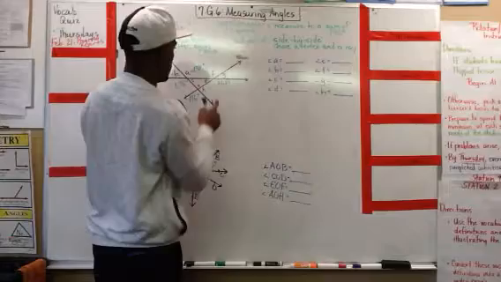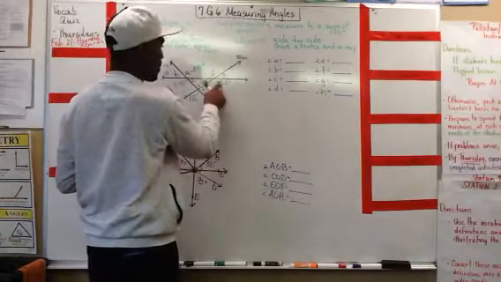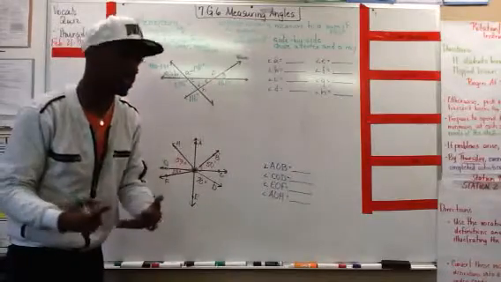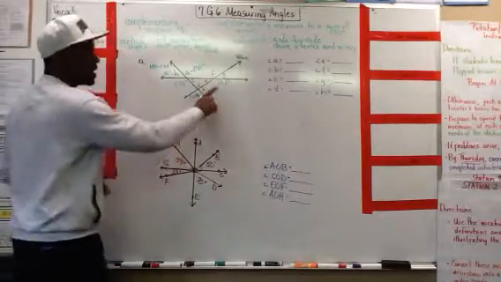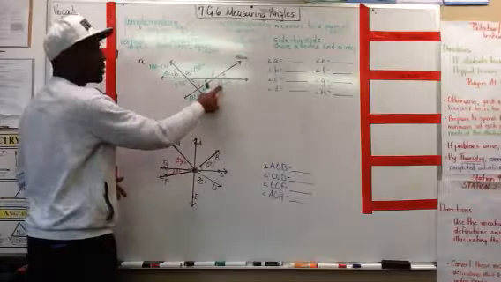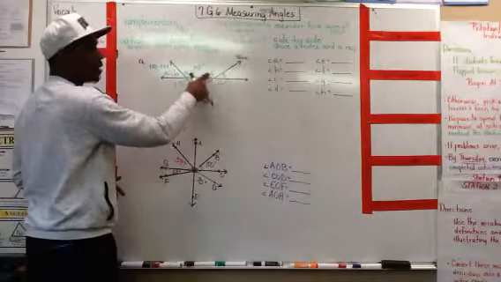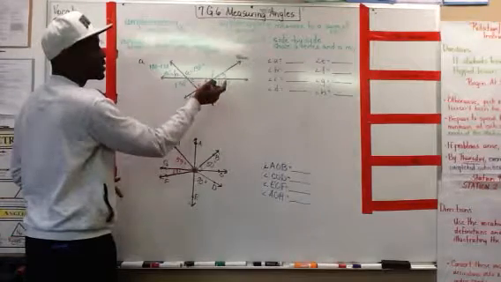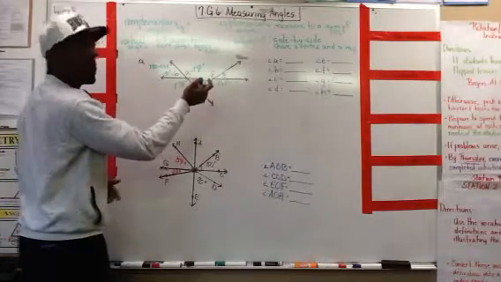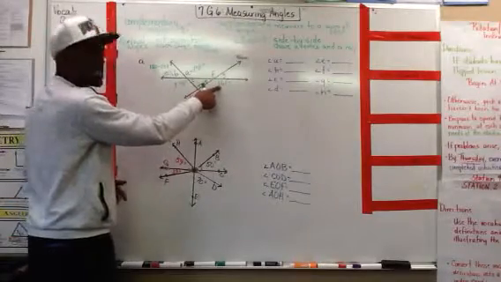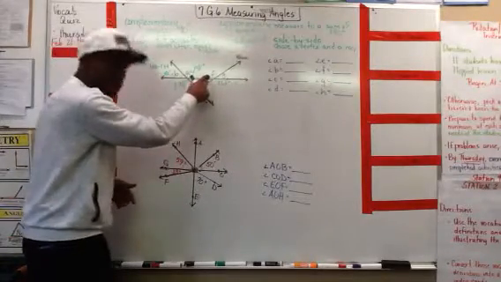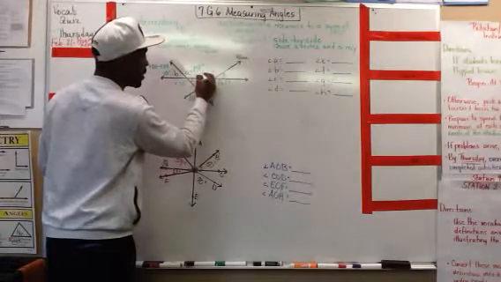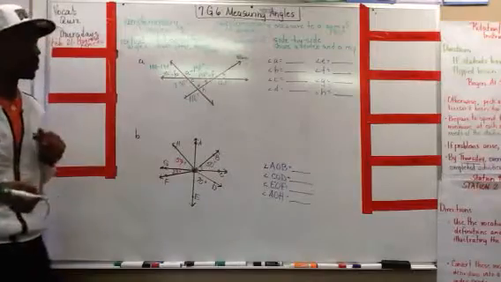Let's look over here. And I'm not skipping around, I'm just going to what I would call the easier ones to identify and measure. If I have 161 here, what kind of angle are these two? Vertical. What do we know about vertical angles? Equal measure. So if 161 degrees sits across from it, what does F have to be? It has to be 161.